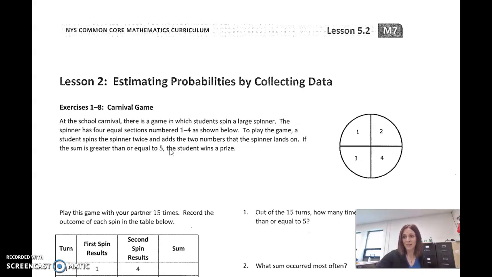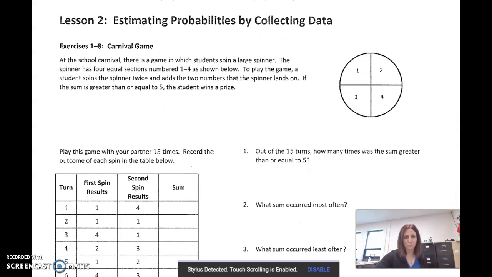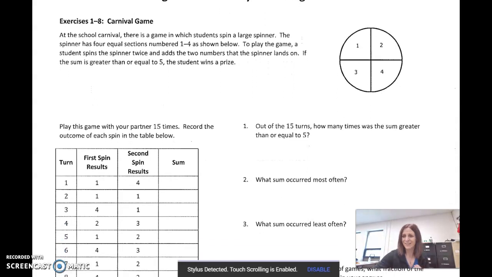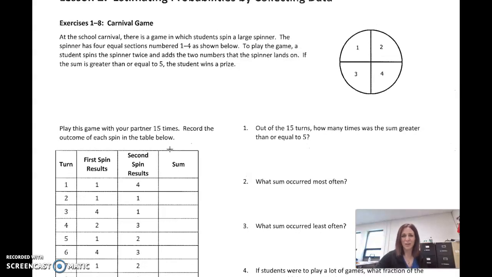So we're going to pretend we're playing this carnival game. Because we're not together playing it, I went ahead and did all the spinning. Again, pretend this is a school carnival. There's a large spinner with 4 sections, and they spin it twice. Wherever it stops, you get to do it twice. If the sum is greater than or equal to 5, you win a prize.